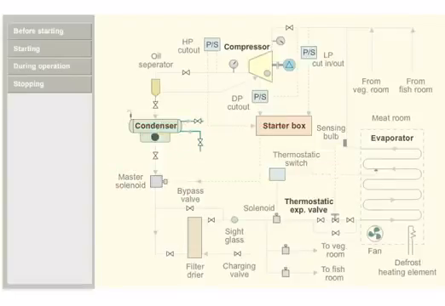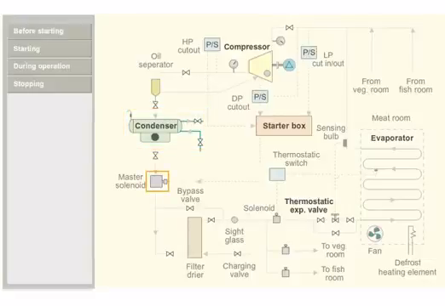A typical direct expansion refrigeration plant is shown. The refrigeration system maintains the temperatures of meat room, vegetable room, and fish room. The evaporator extracts the heat from the air inside the rooms. The compressor draws low-pressure refrigerant vapor and delivers the high-pressure refrigerant vapor through an oil separator to the condenser. The condenser liquefies the refrigerant.